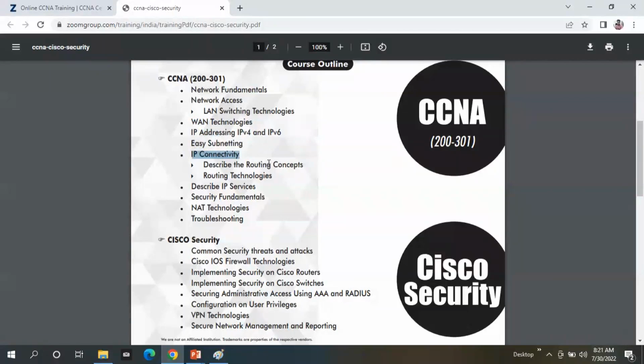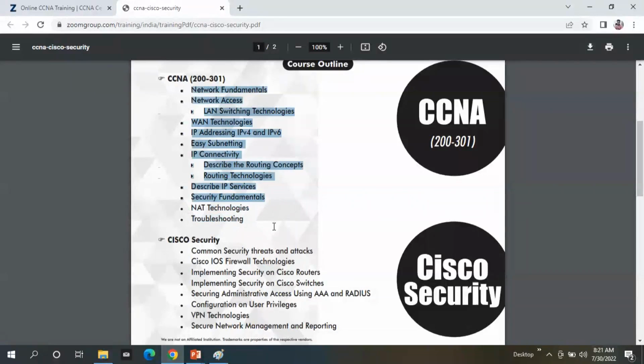Like what a router is, types of routers, functions of a router, router internal components, external components, and routing technologies like static routing, dynamic routing types, and how a dynamic routing protocol works. Complete routing technologies will be done. IP services like syslog service, DHCP service, NTP services. We'll discuss a few IP services and security fundamentals, NAT technologies like how exactly the internet is working, based upon what protocol we are getting internet access, and the troubleshooting part, like troubleshooting for every protocol.